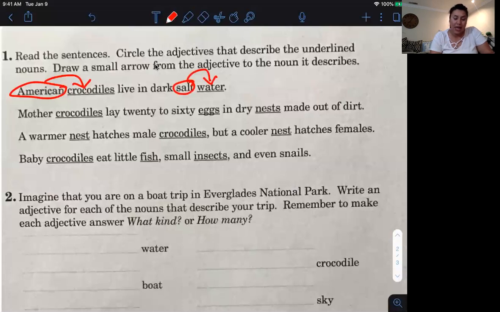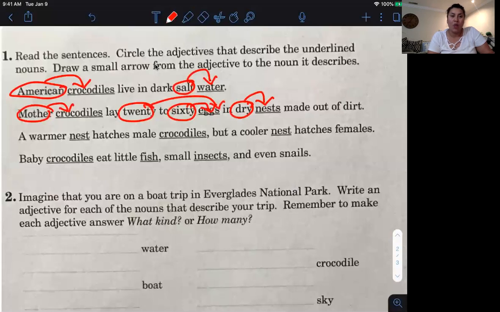All right. Mother crocodiles lay 20 to 60 eggs. Whoa, that's a lot of eggs. In dry nests made out of dirt. What kind of crocodiles do this? Well, the mother crocodiles. And how many eggs? Well, there's two of them there, two words, so 20 and 60. And then what kind of nests? Dry nests. Good job, guys. Are you keeping up with me? I hope I'm not going too fast.